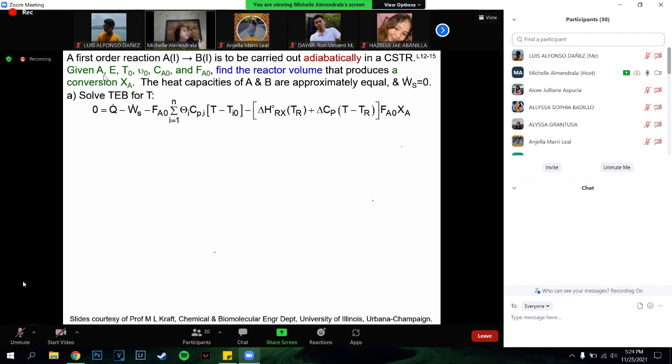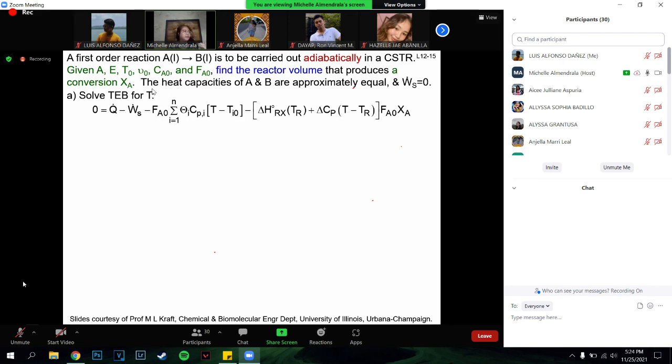So we are given this case wherein A is known, these are known. You want to find the reactor volume that produces a conversion X sub A. So here you want to know volume and conversion. So you know already your temperature really based on the TX relationship.